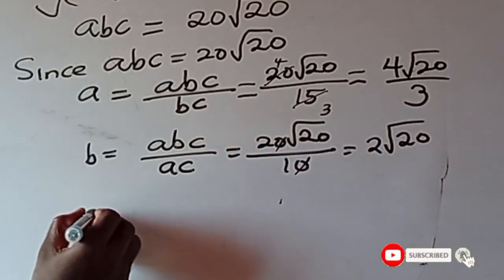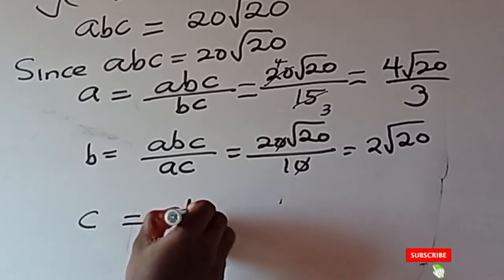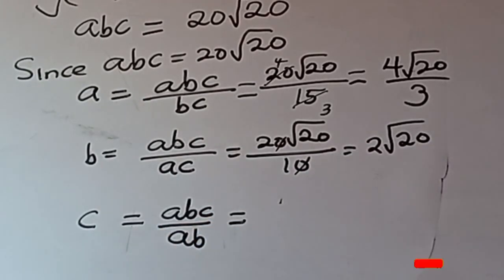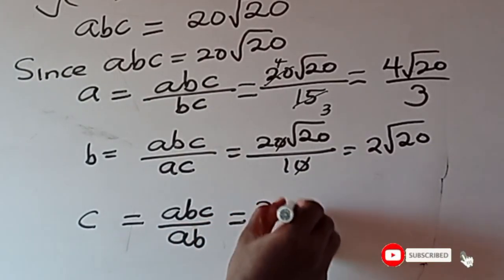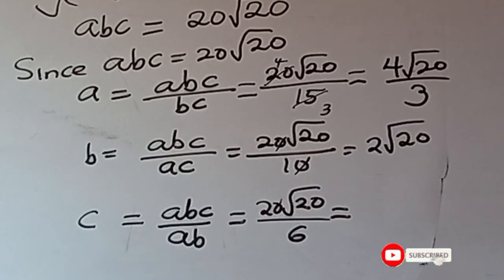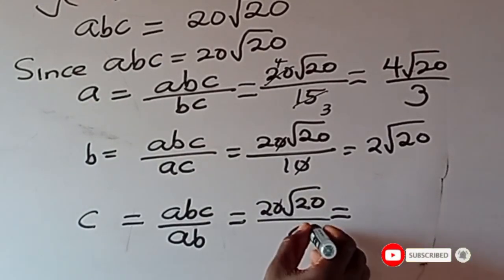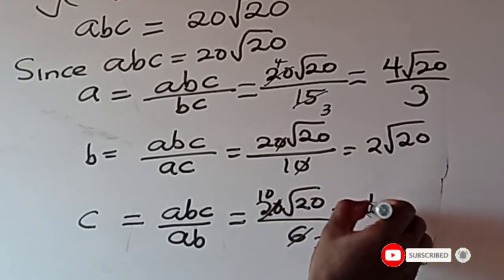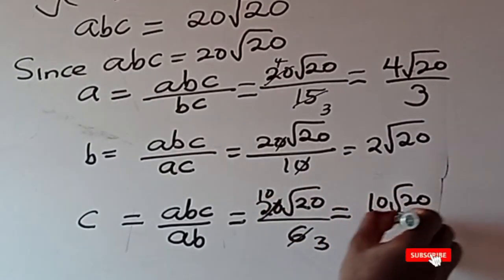Now let's go to C. To get C, the formula is going to be ABC all over AB. So 20 root 20, don't forget, 20 root 20 all over 6. So let's cut it. We have 2 goes here, 3. 2 goes here, 10. 2 goes in 20, 10. So we have 10 root 20 over 3.